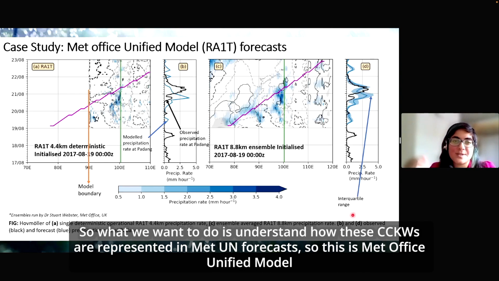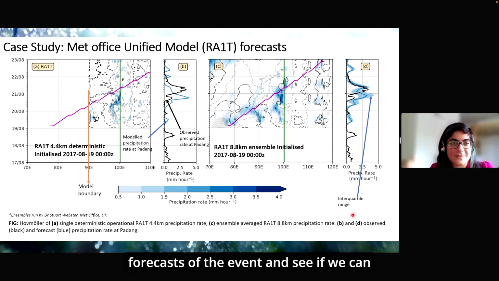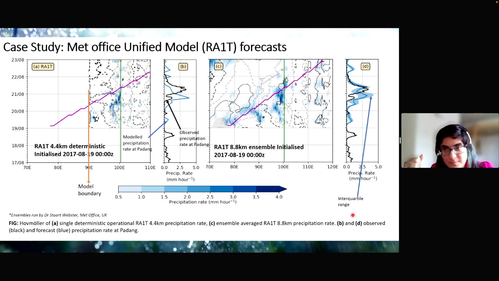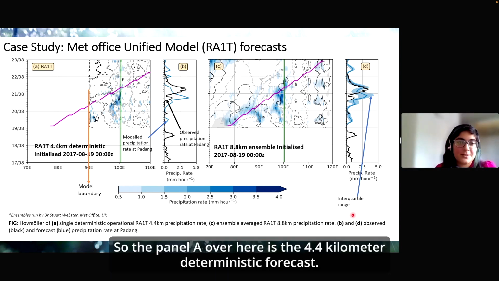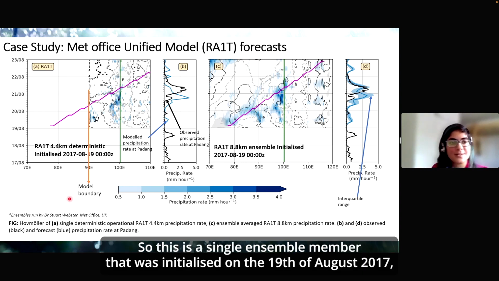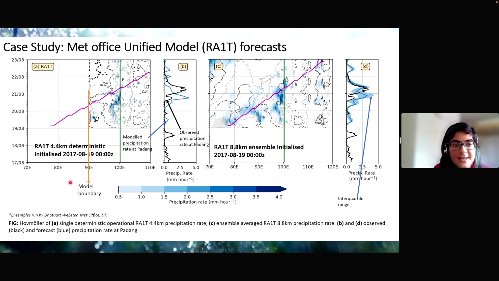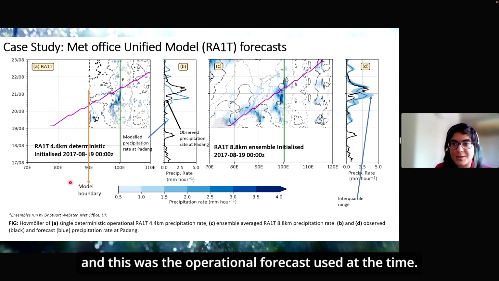So what we want to do is understand how these CCKWs are represented in Met Office Unified Model forecasts of the event, and see if we can find a way to better represent them. Panel A over here is the 4.4 kilometer deterministic forecast. This is a single ensemble member that was initialized on the 19th of August 2017, and this was the operational forecast used at the time.